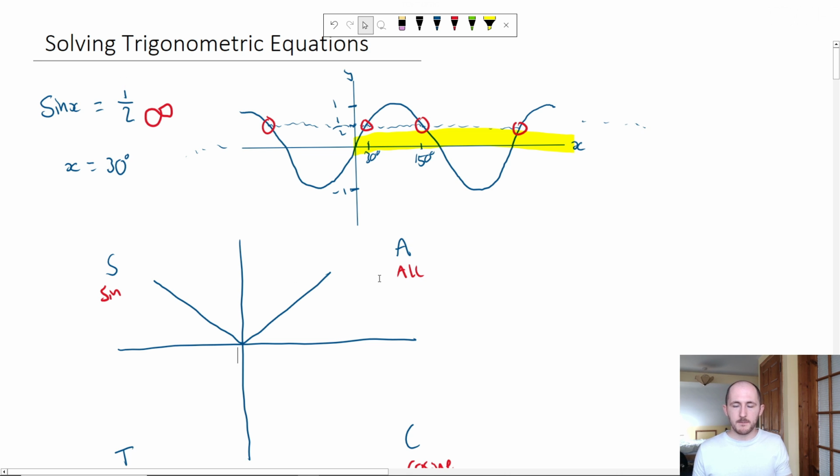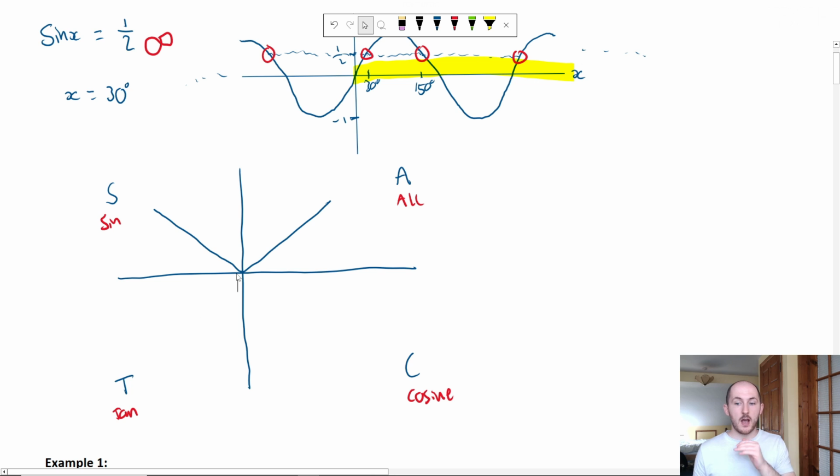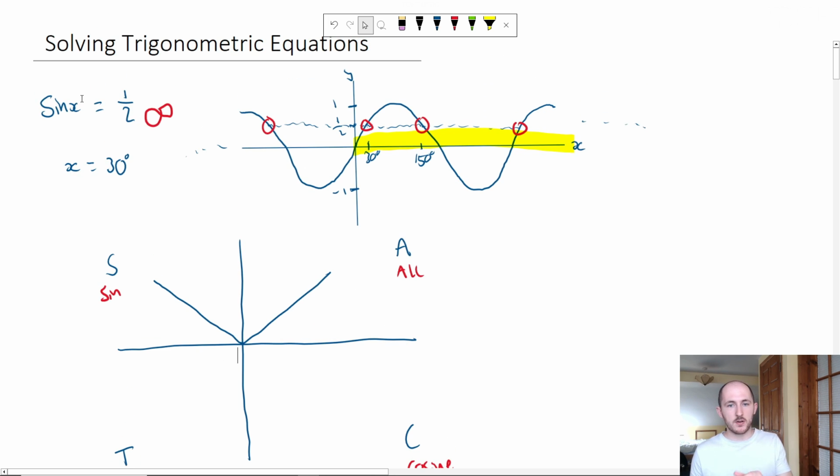So all means sine, cos and tan are all positive in this region. Sine means sine is only positive in this region. This region, only tan is positive. This region, only cos is positive. Because we have sine as a positive, we've drawn a line in the sine region and in the all region, because that's where it's positive.